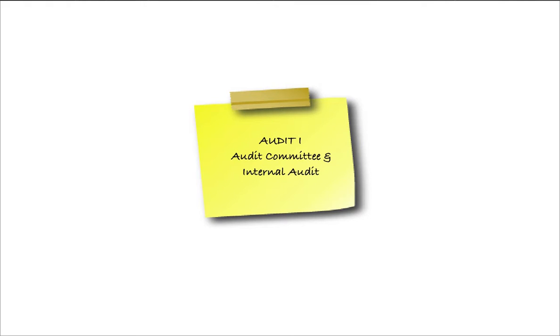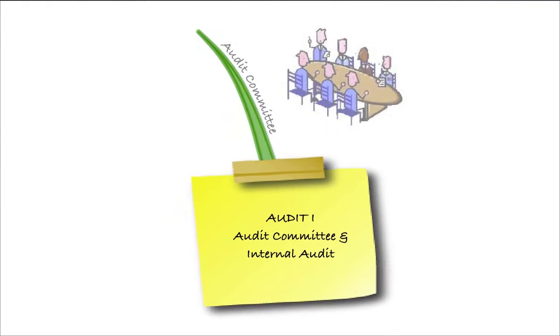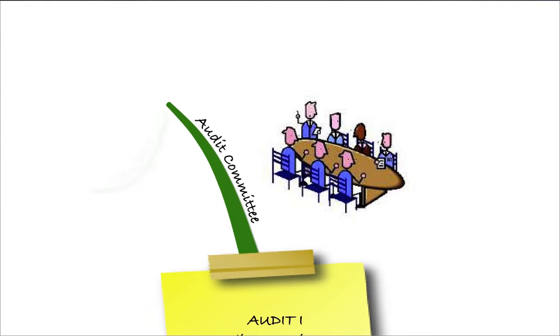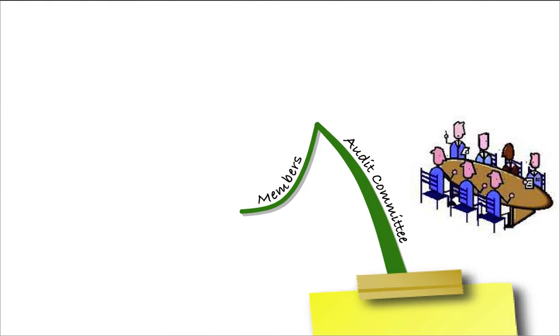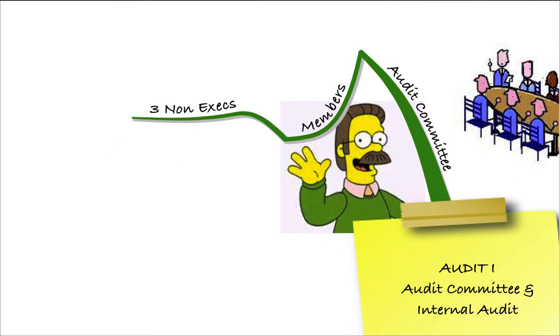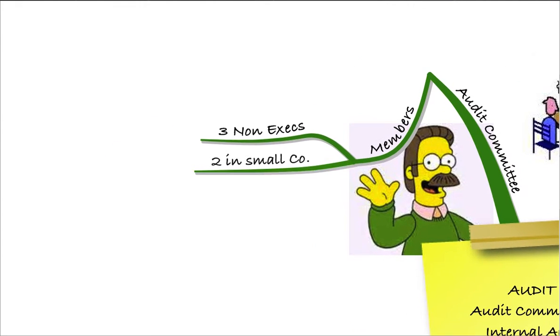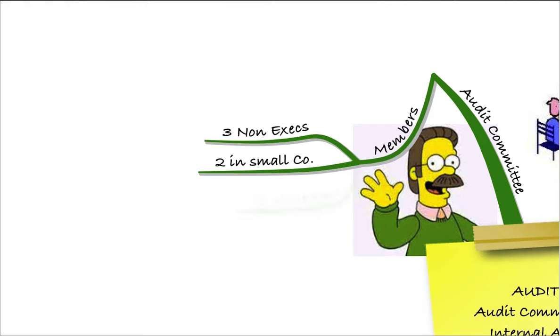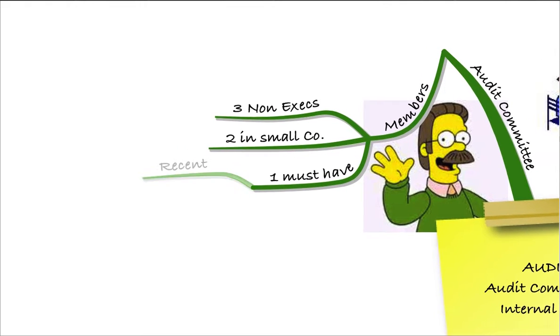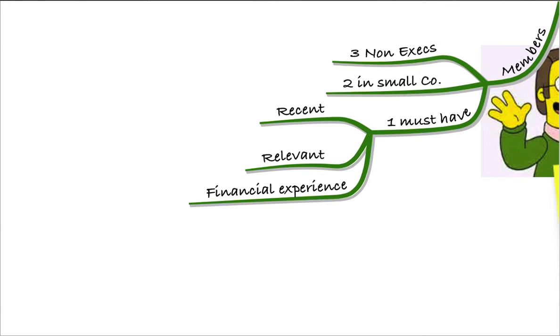This is a recap of our lecture on the Audit Committee and also its relationship with internal audit. So the first thing that we looked at was the Audit Committee. Remember, we said that the members of the Audit Committee must be 3 non-executive members, or 2 in a small company. That's at least 3 non-executives. One of those must have recent relevant financial experience.